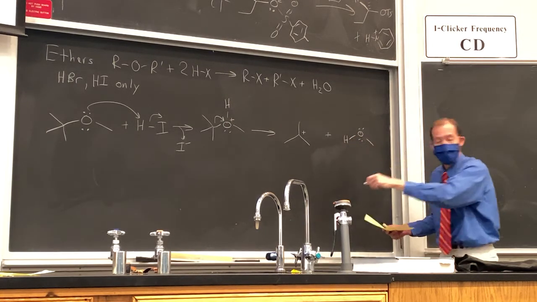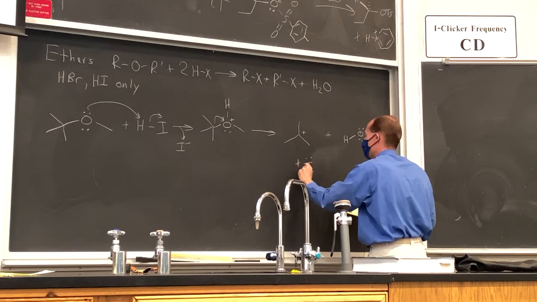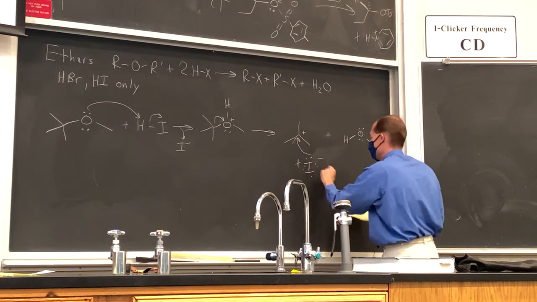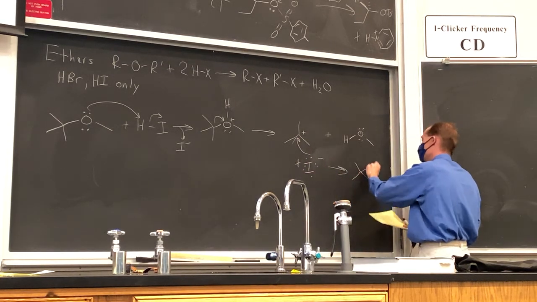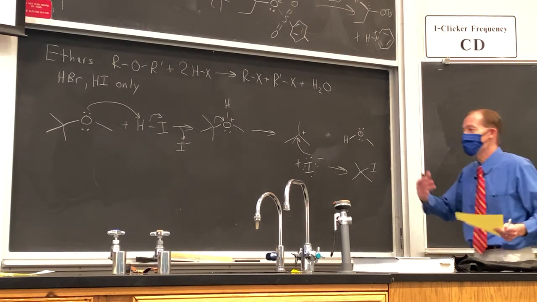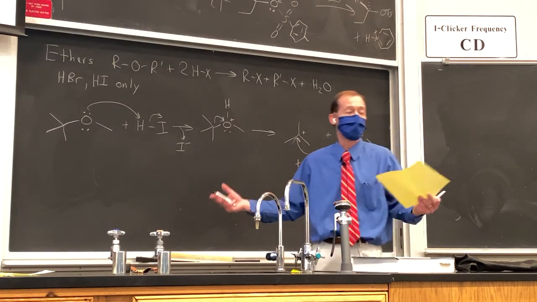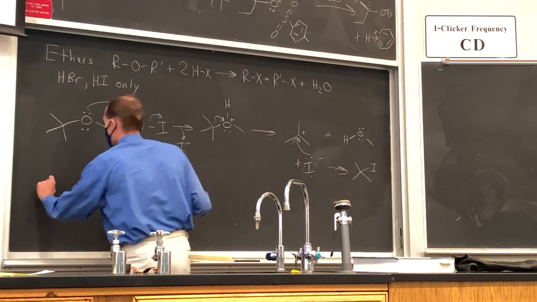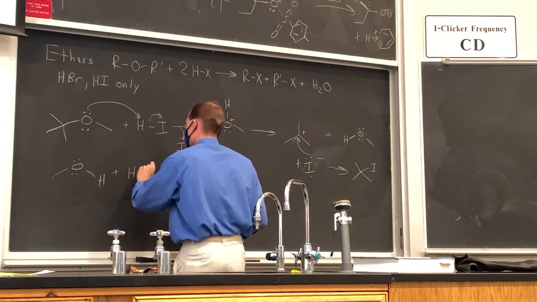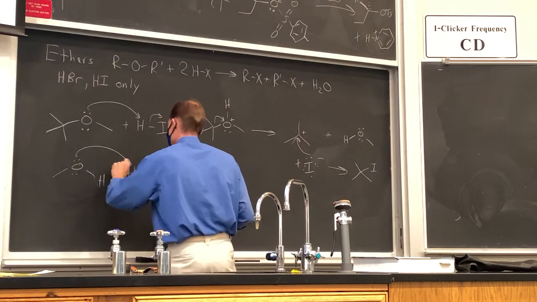And then our tertiary carbocation is going to react with our iodide that we formed in the first step, and that's going to give us one of our alkyl halides. Okay. So the reaction of ethers with HX is a two-part process. We form one alkyl halide in the first part, and then we form an alcohol. And then in the second part, we simply convert that alcohol into an alkyl halide. And we've already learned the mechanism for that. So we have our methanol. That's going to react with a second equivalent of HI.